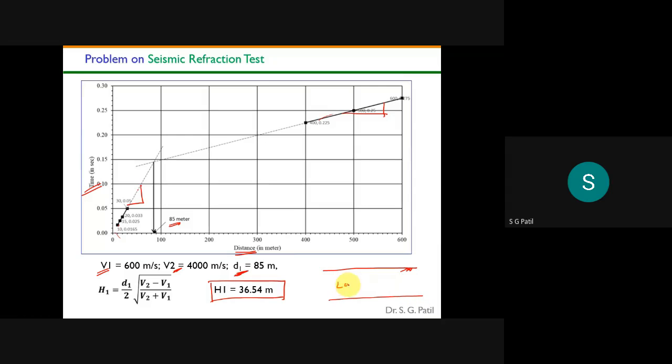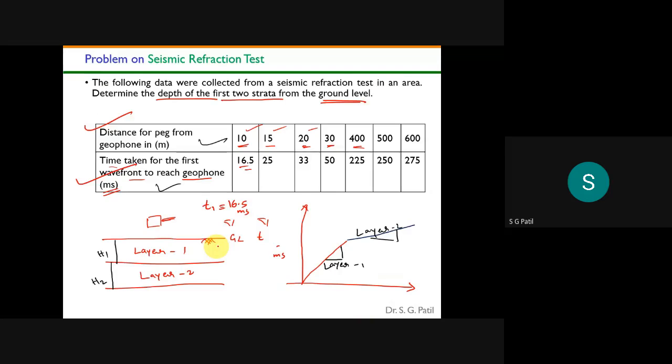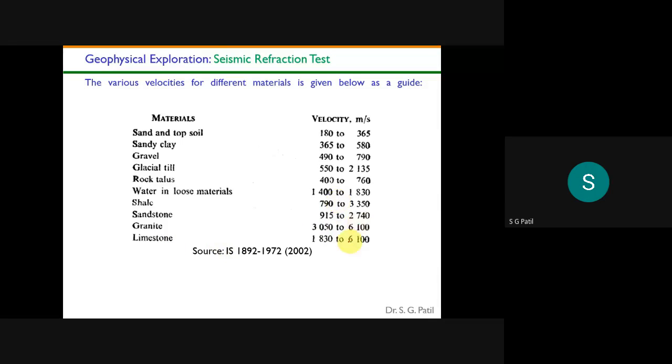Okay, so this is layer 1 and this is layer 2. The layer 2 is a bedrock. This is almost a bedrock here. How can I tell that it is a bedrock? Just by looking at the shear velocity. If I go to my previous slide here, 4,000. Where is my 4,000? It is in the range of this much. What kind of rock am I getting? Almost granite.